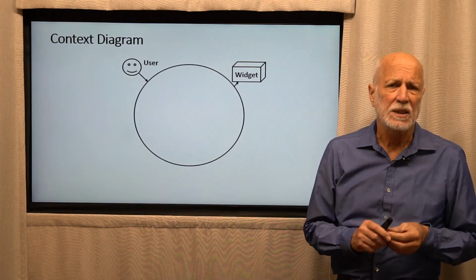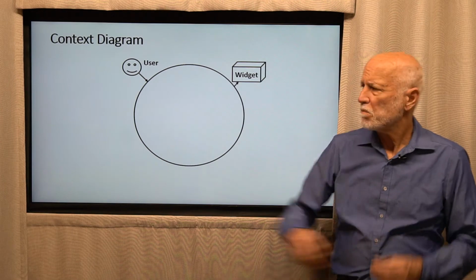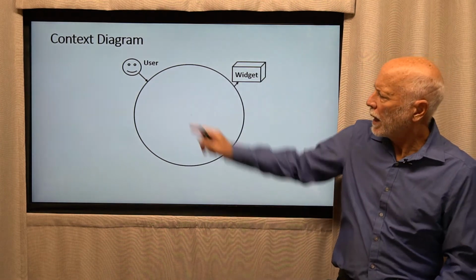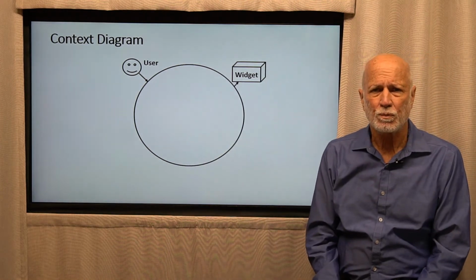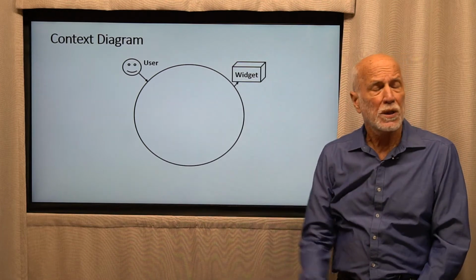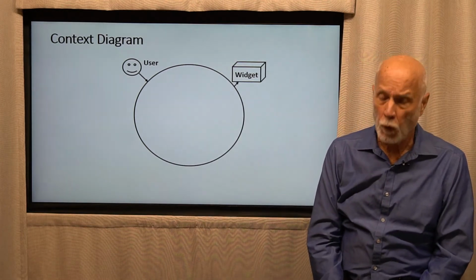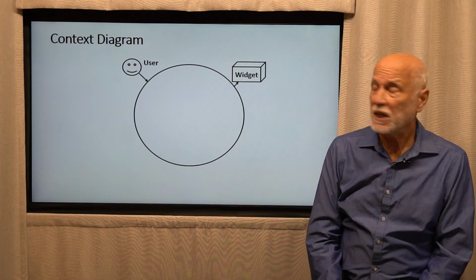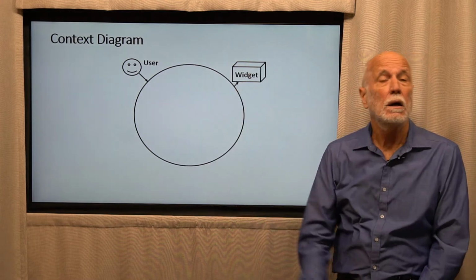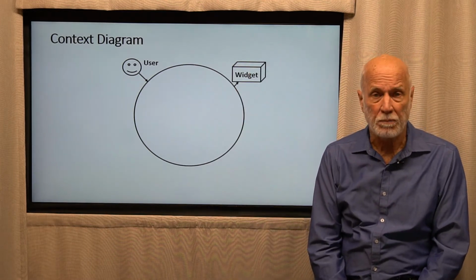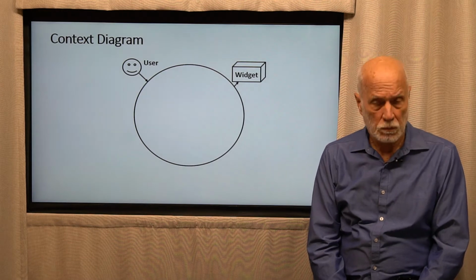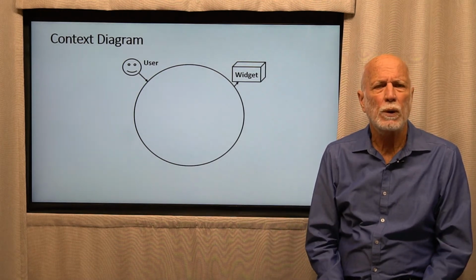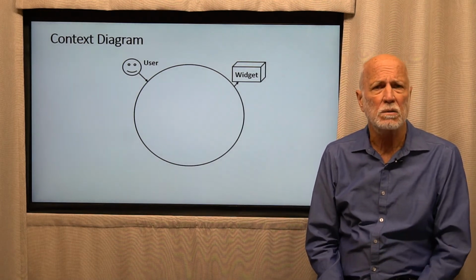Let's look at a context diagram. Here is our online ordering system. The user interacts with it by placing an order for a widget. The next interaction is that the widget appears on their doorstep. There is a straightforward context for a system.